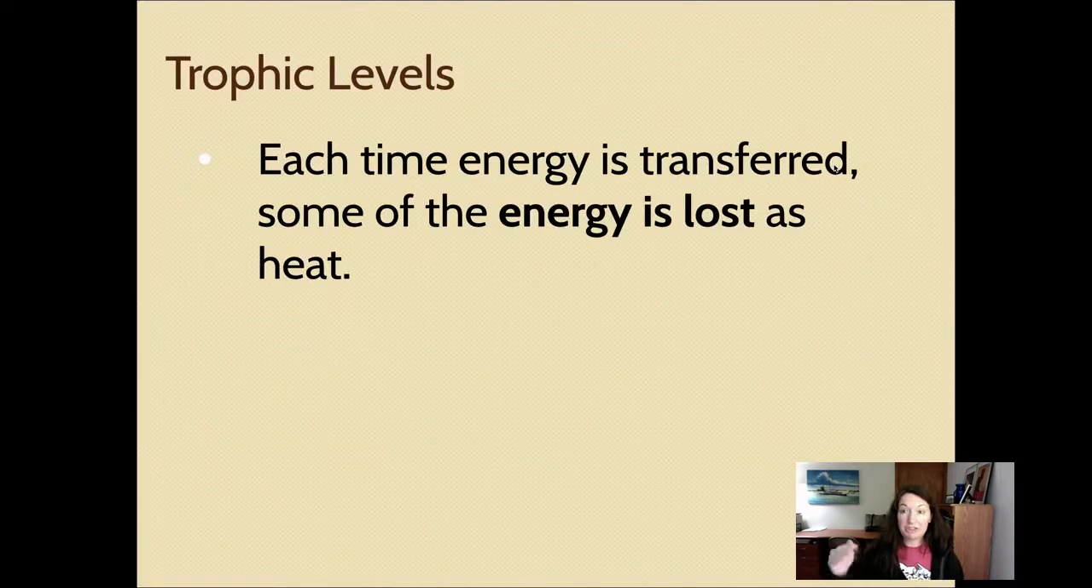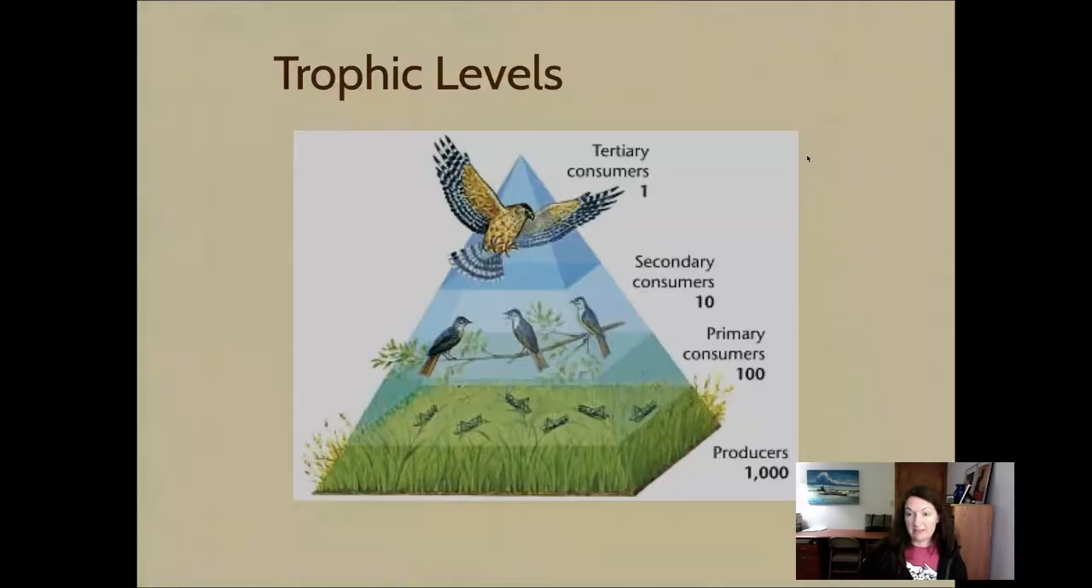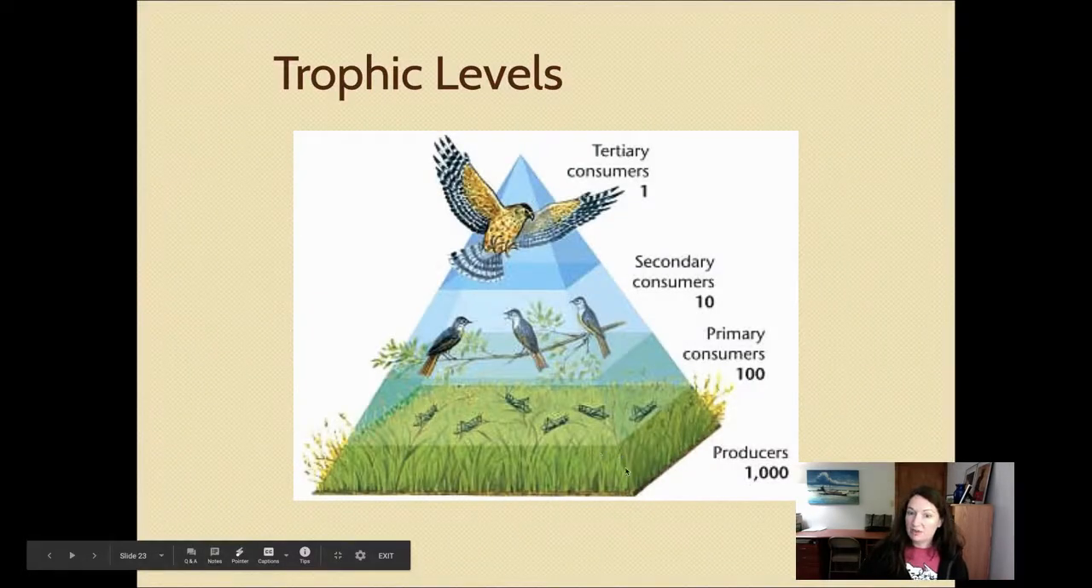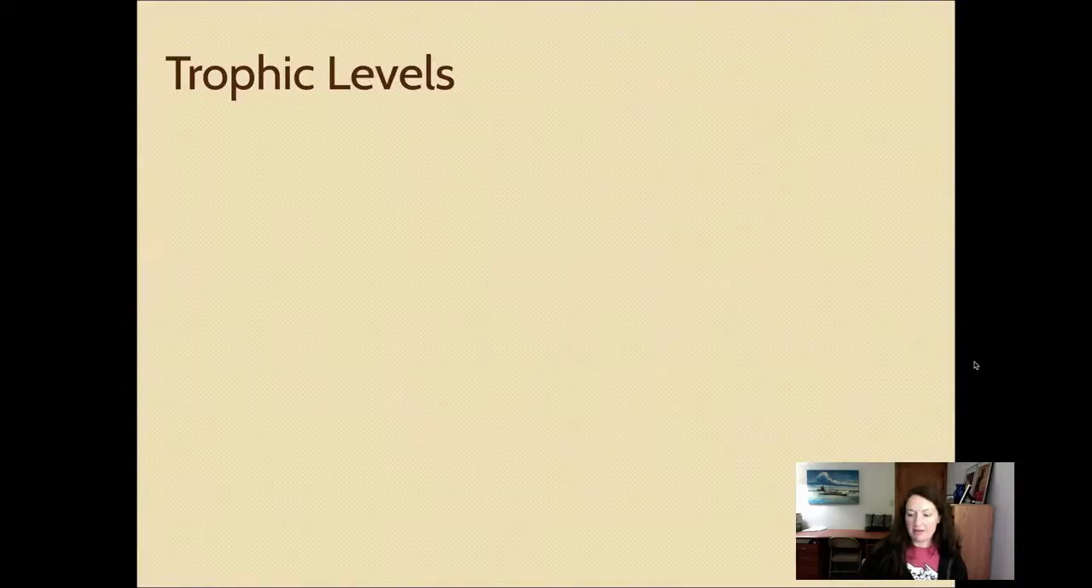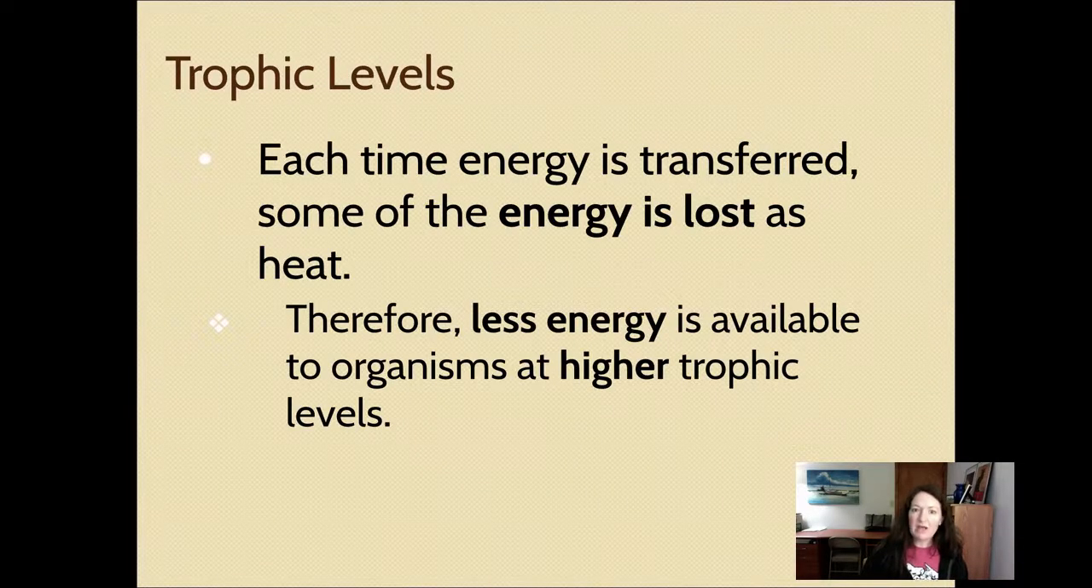So each time energy is transferred, a lot of the energy is lost as heat. Now, some of it is used by, let me go back to this picture. Some of the energy is used by these organisms here. So, of course, the plants have to do their own cellular respiration, so they use up some of the energy that they made. You pass that on to the next level. Some of it is lost as heat, and some of it is used by the organism. So less energy is available the higher up you go in trophic levels.